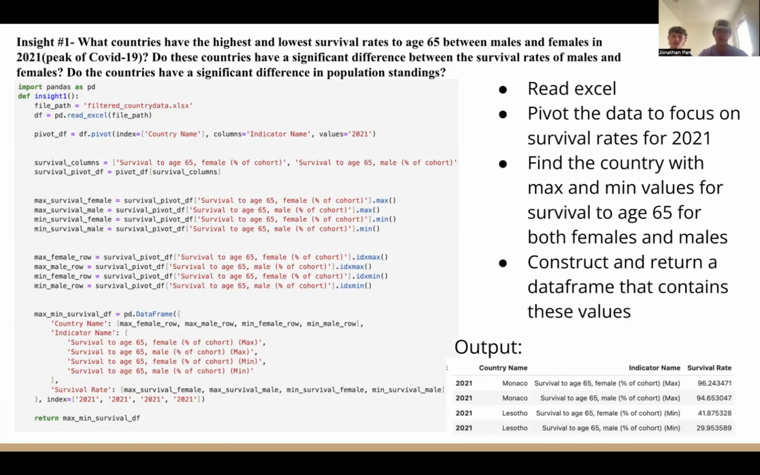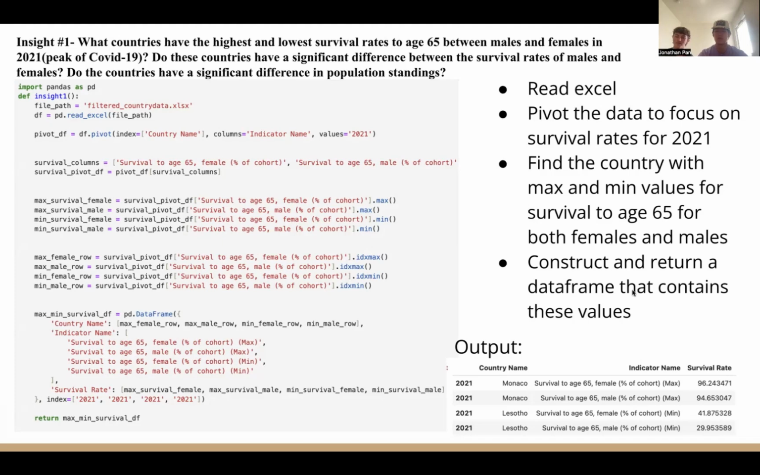So we read the Excel, and then we pivot the data to focus on survival rates from only 2021. Then we find the countries with the maximum and minimum values for survival up into the ages of 65 for both males and females. And then we construct and return a data frame that contains these values.